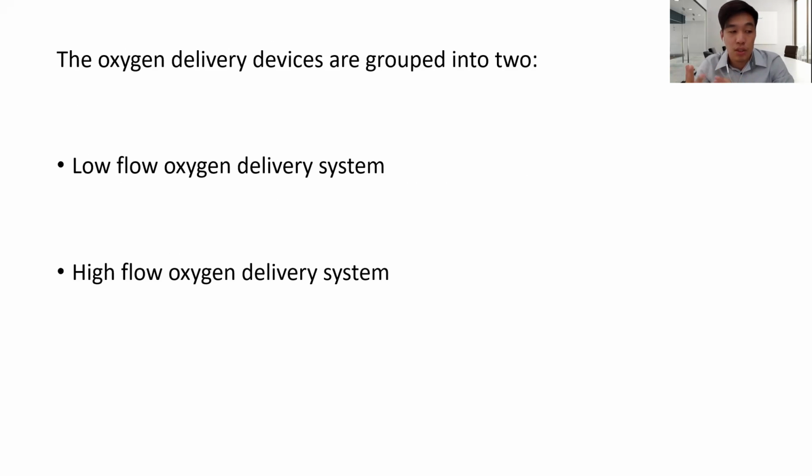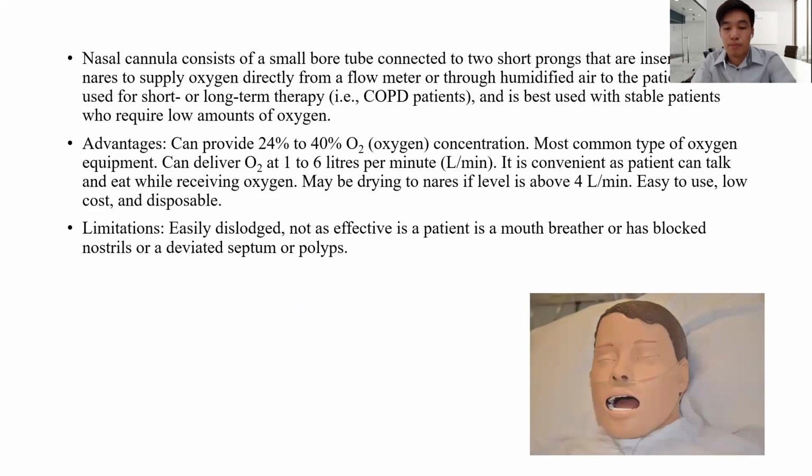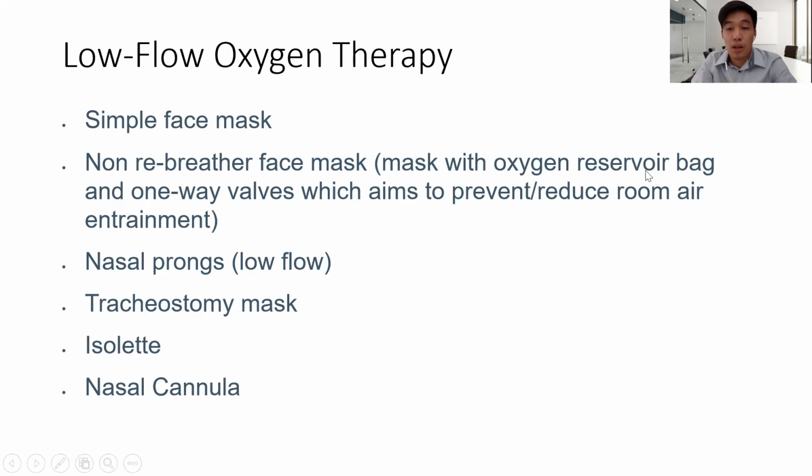And next is the oxygen delivery devices. So it's grouped into two different types. The first one is low flow oxygen delivery system, and the second one is high flow oxygen delivery system. So I will explain what is low flow oxygen delivery system. These are the examples: the simple face mask, non-rebreather face mask, or mask with oxygen reservoir, and one-way valves, which aim to prevent room air entrapment, nasal prongs, tracheostomy mask, and nasal cannula.